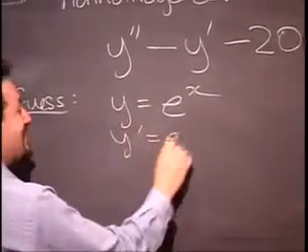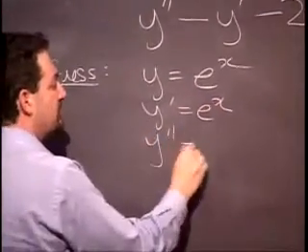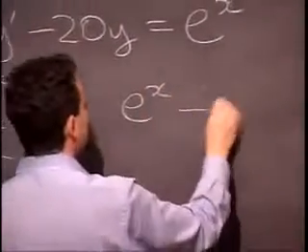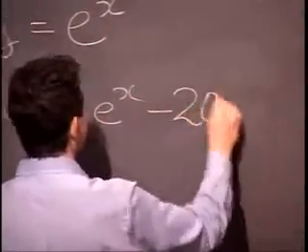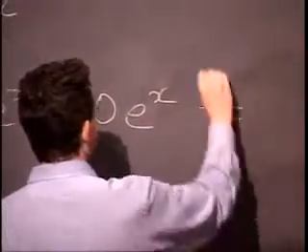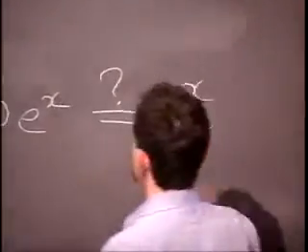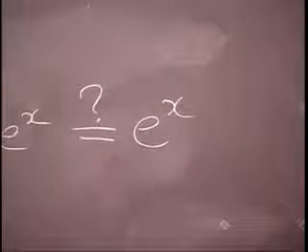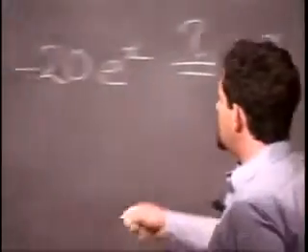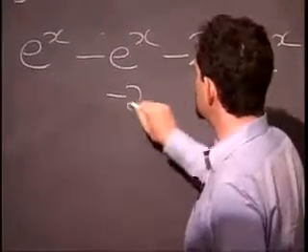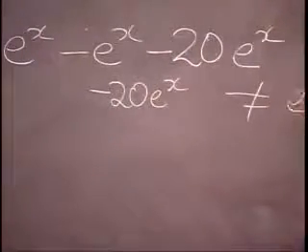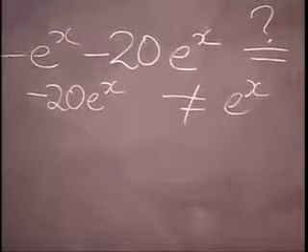y prime is e to the x in that case, and y double prime is e to the x too. So we'll plug it in, and we get e to the x minus e to the x minus 20e to the x. If that's a solution, this would equal the right-hand side, which is e to the x. I've just plugged y equals e to the x into this equation. The left-hand side is actually minus 20e to the x, and that's certainly not equal to e to the x, but it's pretty close.